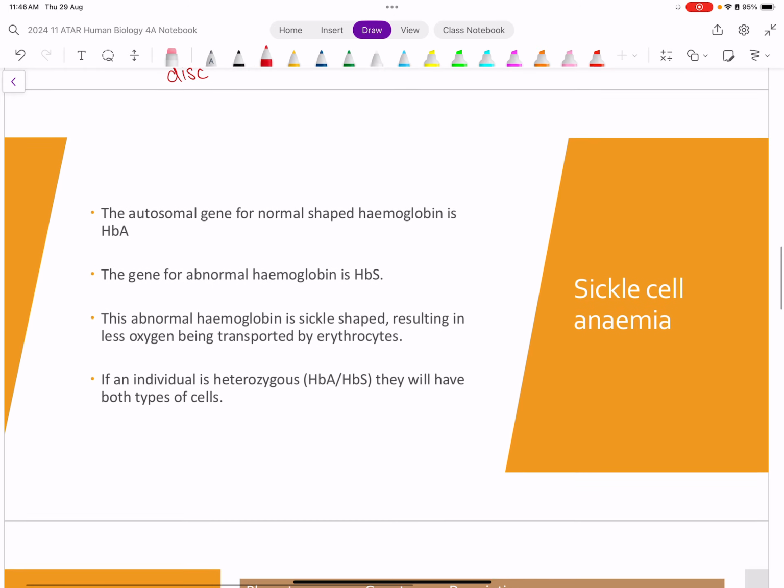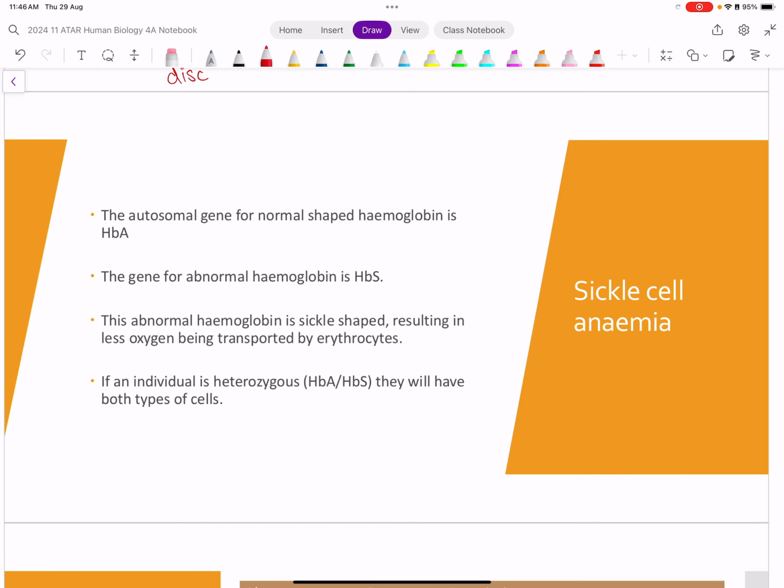If we have a look at our alleles for sickle cell anemia, our normal shaped hemoglobin is thanks to this HbA. Hb, in this instance, standing for our hemoglobin. Now in the case of HbA, we can also represent this as Hb with a superscript, capital A. This is for our normal shaped hemoglobin. The abnormal hemoglobin, in this case for sickle cell, is represented by our hemoglobin and a superscript S. Now these two particular alleles are equal to one another.